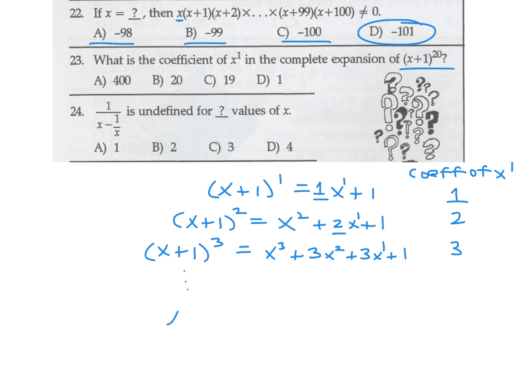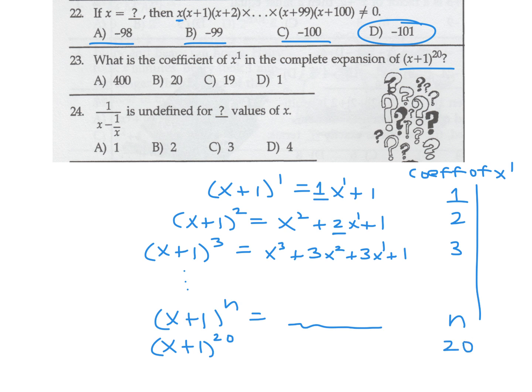So basically, if you have x plus 1 to the power of some number n, whatever the expansion is, the coefficient of x will be n. Got it? Following this pattern, the coefficient of x in x plus 1 to the power of 20 will be 20. So that's sort of how you do it. It's obviously a lot quicker than expanding this. That would take absolutely forever. So for number 23, the answer would be B.